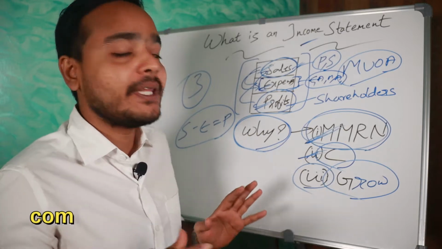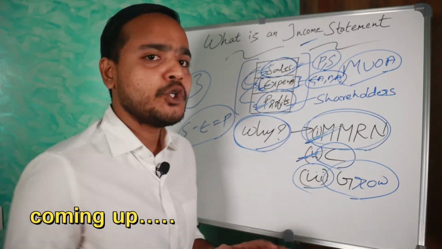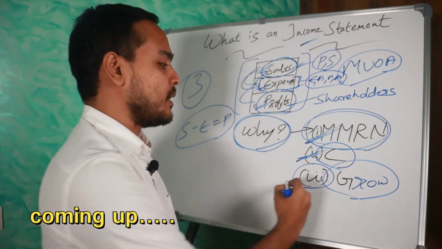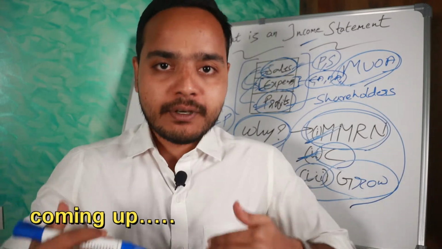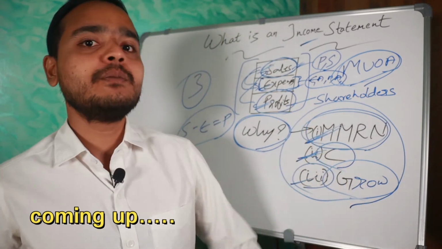As an investor, you should know whether the company is making money or not. You should know whether it is consistently making money or not. You should know whether it is growing or not. That is the usage for us as an investor to read the income statement of a company.